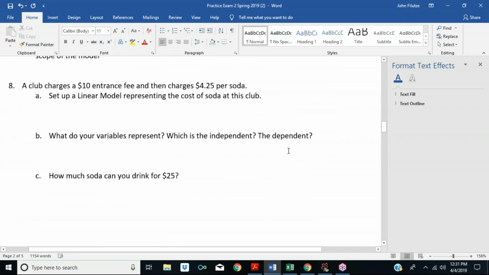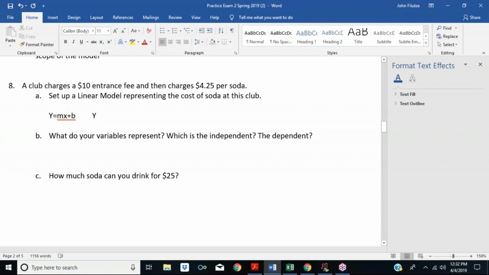All right, so we got to move along a little bit quicker. You get through all of these if you want to. So number 8 wants us to set up a linear model. And remember, the linear model is y equals mx plus b, where m is the slope and b is the y-intercept. And so the slope is the rate of change, and the y-intercept is the starting amount.